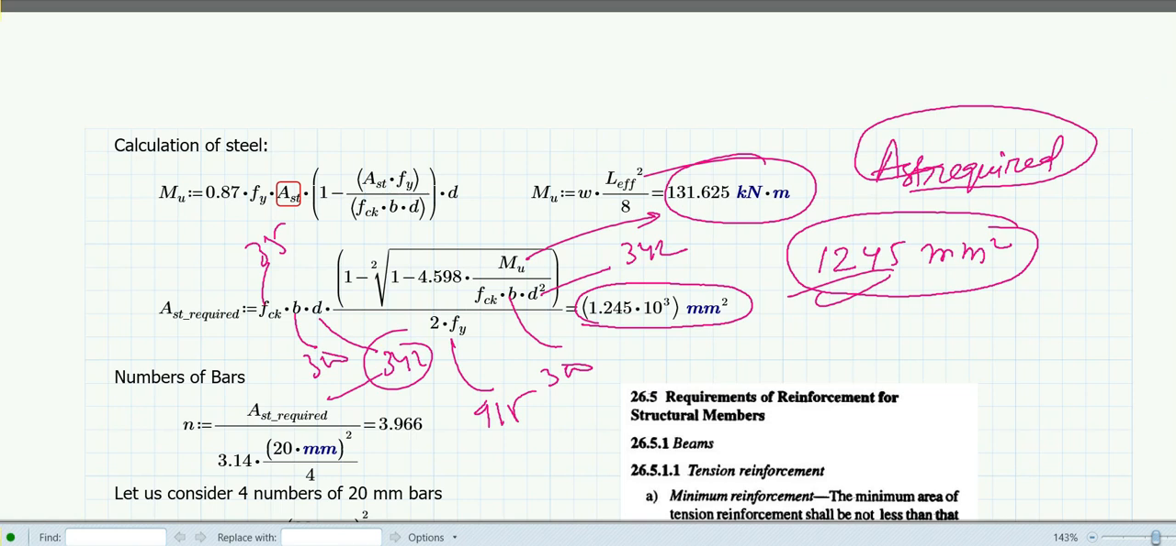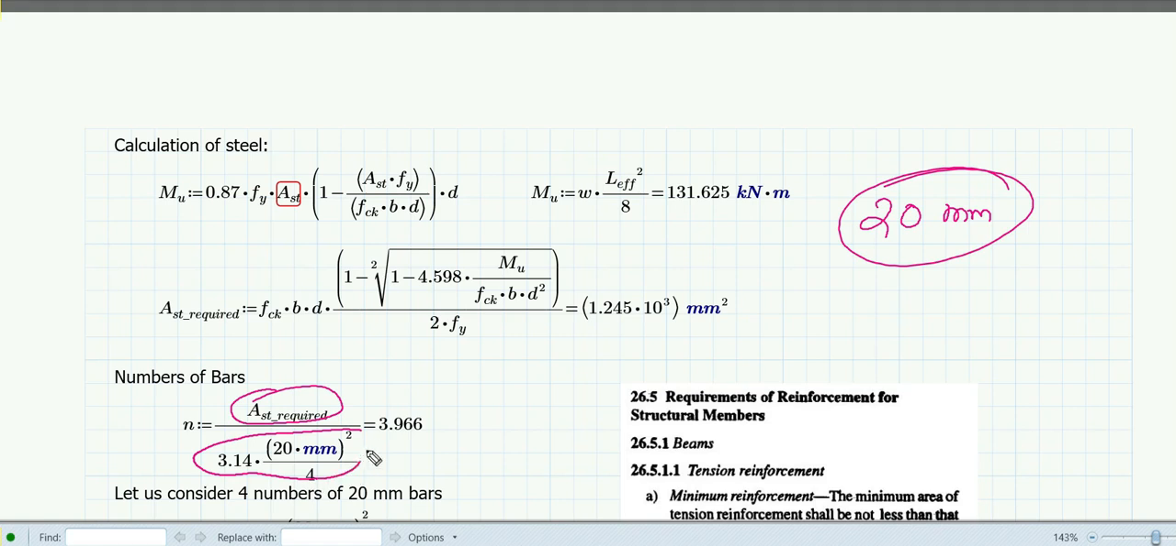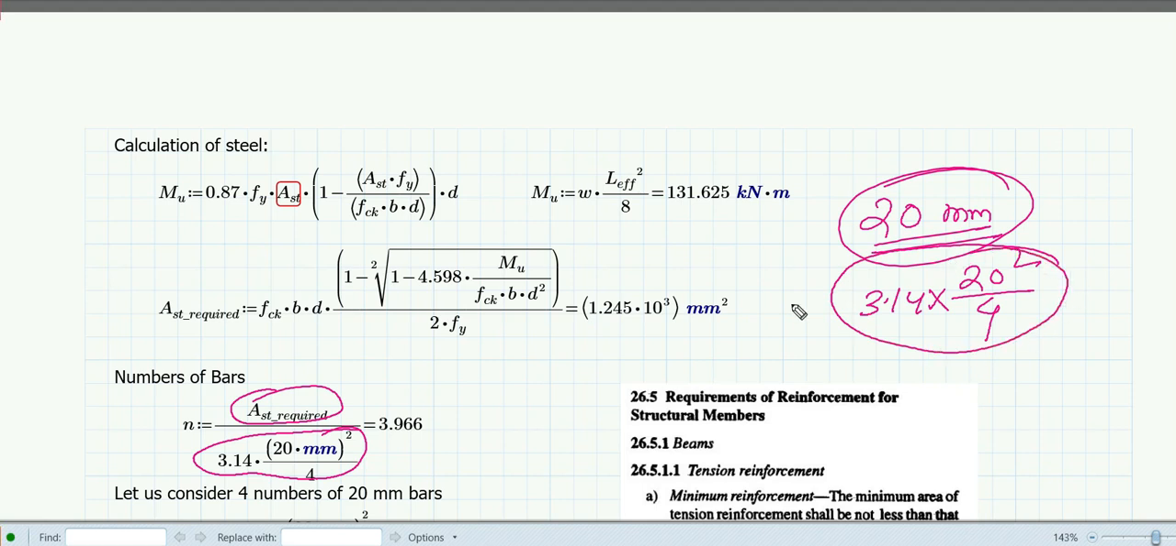Okay, so now how many numbers of bars are required? We have assumed that 20 bars are there, right? So now how many numbers of bars are required? AST required divided by area of the bar. The area of the bar is how much? If this is the diameter, area of the bar is pi d square by 4, D is 20. This is the cross section area of one 20 torr bar.